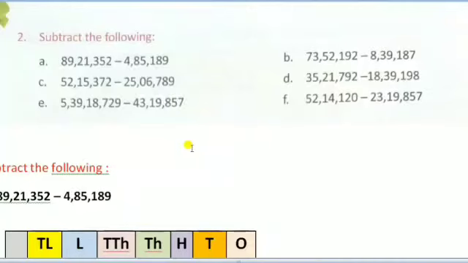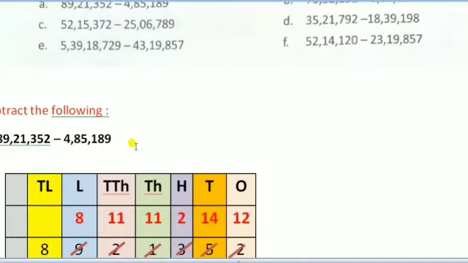Okay, student, let us start question number 2. Subtract the following. Sum A: 89 lakh 21,352. From this number, we have to subtract 4 lakh 85,189.